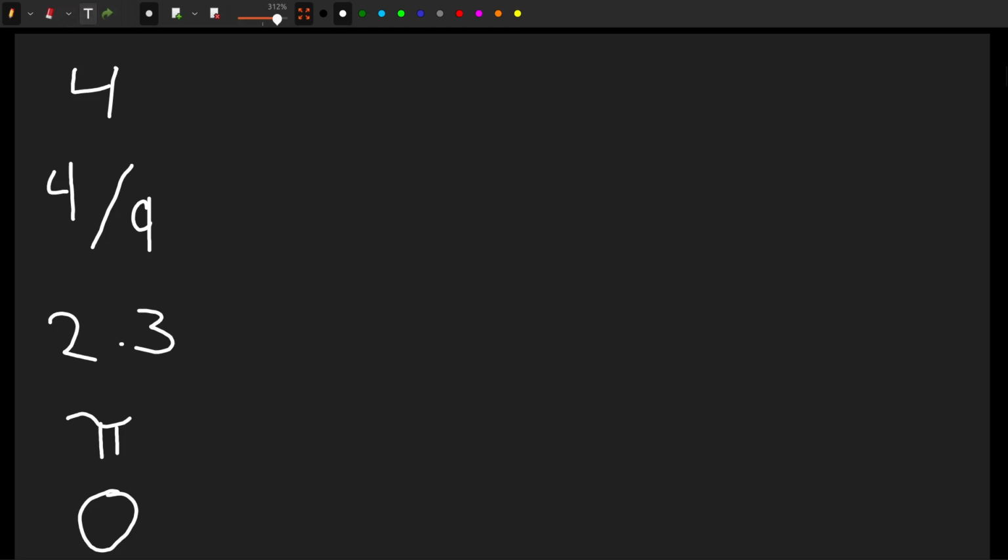It is a whole number, and I'm just going to write some text here. So the number 4 is a whole number. It's also a rational number. And it's also a natural number. It is not irrational because it can be written as a fraction.